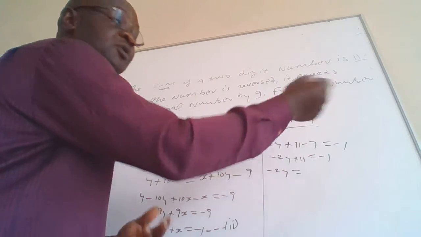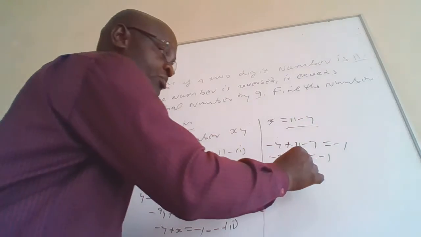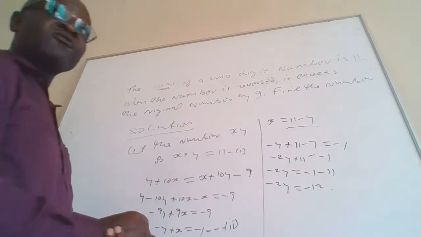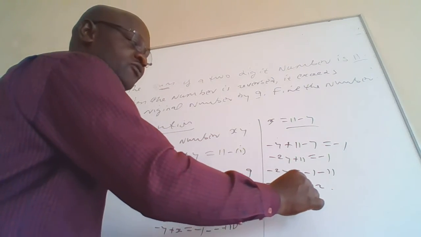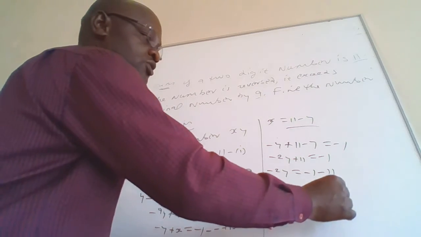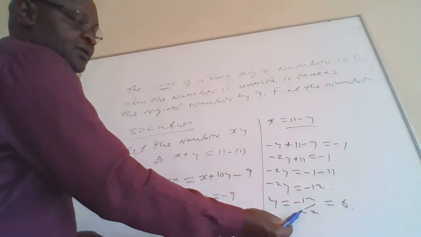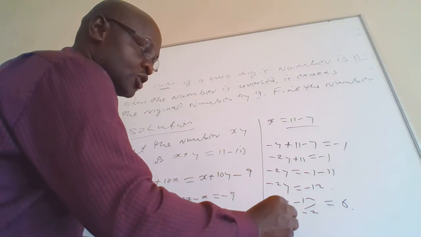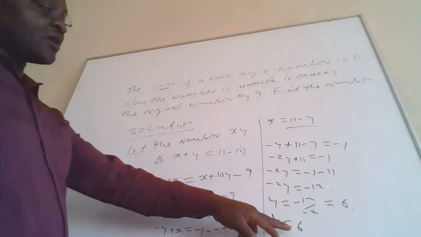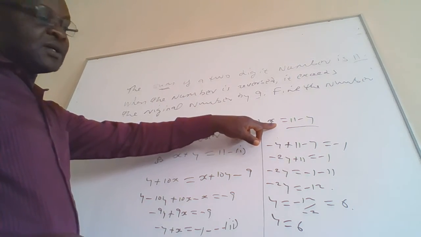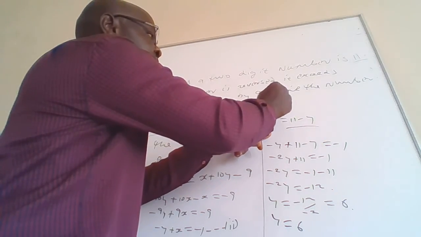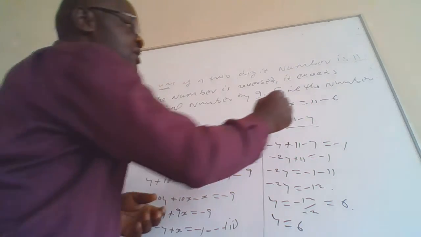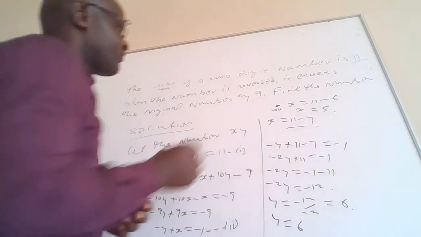Negative 2y equals, 11 going to the other side becomes negative 1 minus 11. So negative 2y equals negative 12. y equals negative 12 all over negative 2, which equals 6. Negative and negative will cancel. Therefore, we are saying that y equals 6. Now, if y equals 6, and here we are saying that x is given by that, therefore, x equals 11 minus 6. So x equals 5.